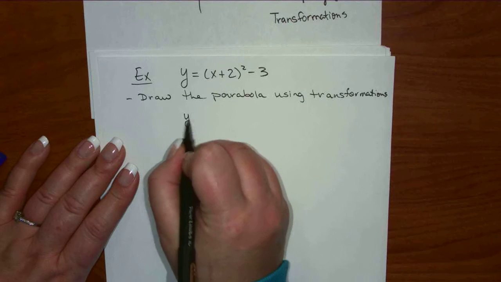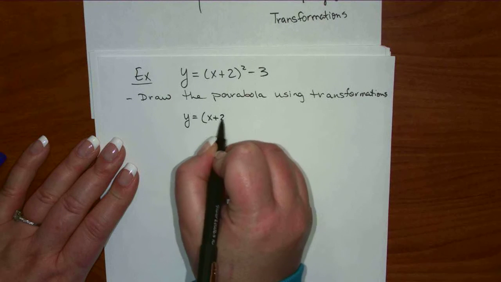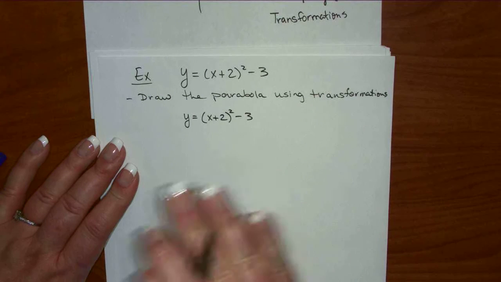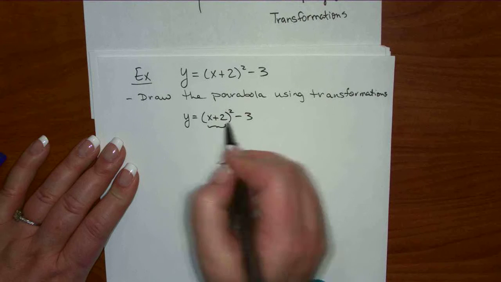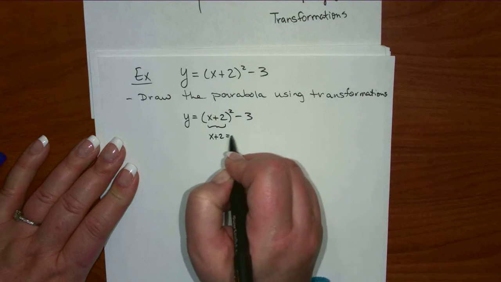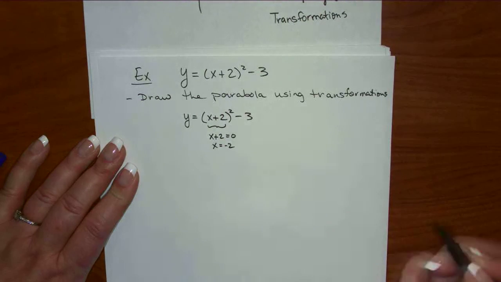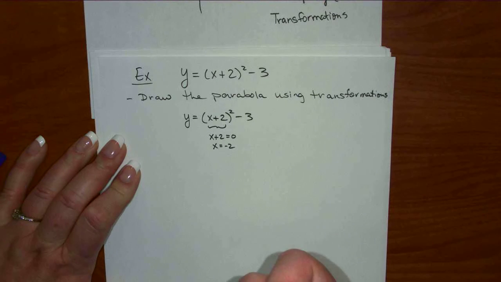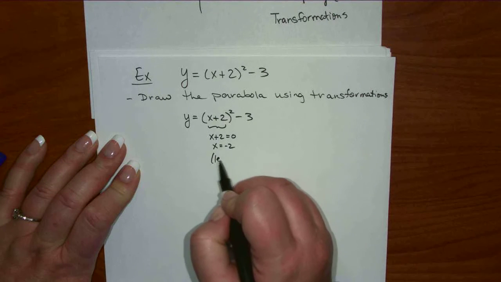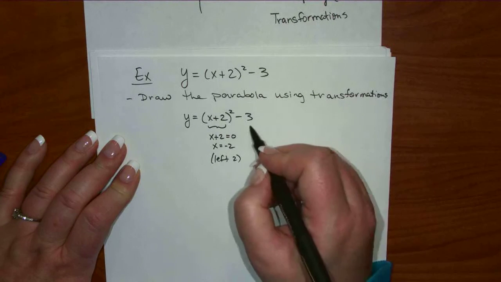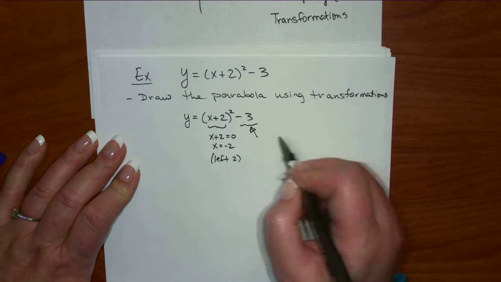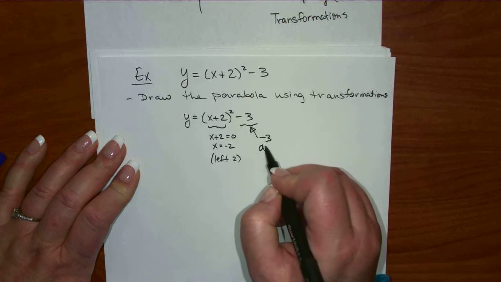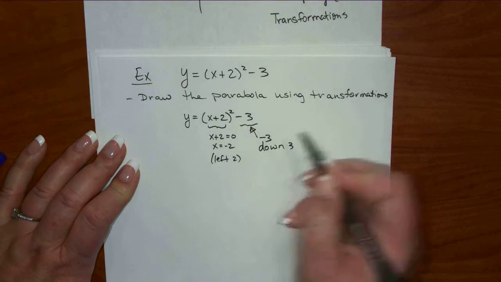So if we want to draw this using transformations and it's given in this form, it's really easy to do. So here you say what makes that 0 is -2. So that moves towards the -2. So that's the left 2, if you want left or right. And this, because it's negative, it moves down 3. So what's moving?